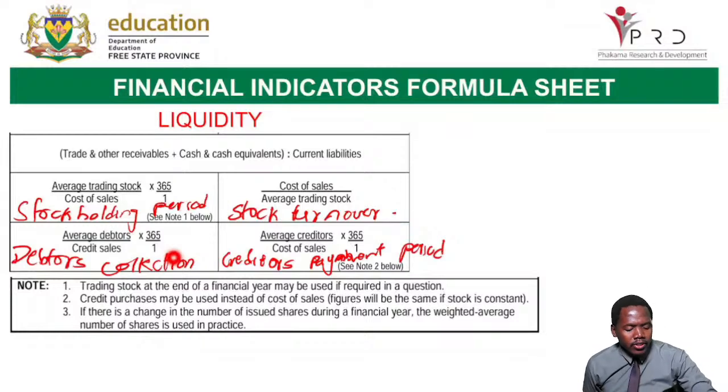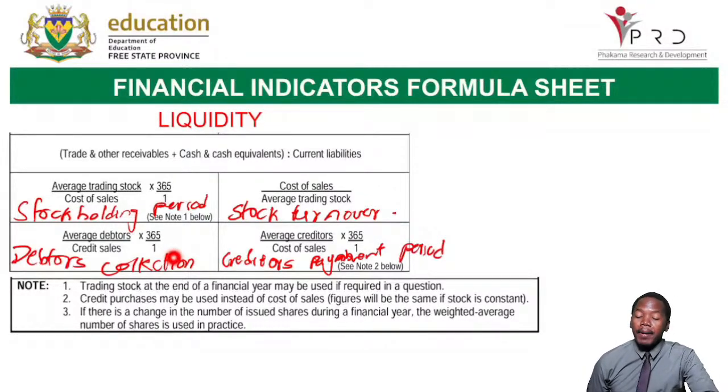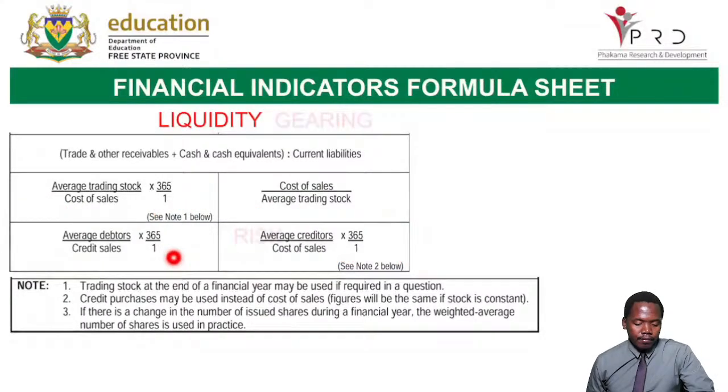Now we are talking about the trading stock. Trading stock at the end of the financial year may be used if required in a question. Credit purchases may be used instead of cost of sales. The figures will be the same if the stock remains constant. If there's a change in the number of issued shares, we are going to look at that later on, the financial indicators under this. Then we are going to use the weighted average.